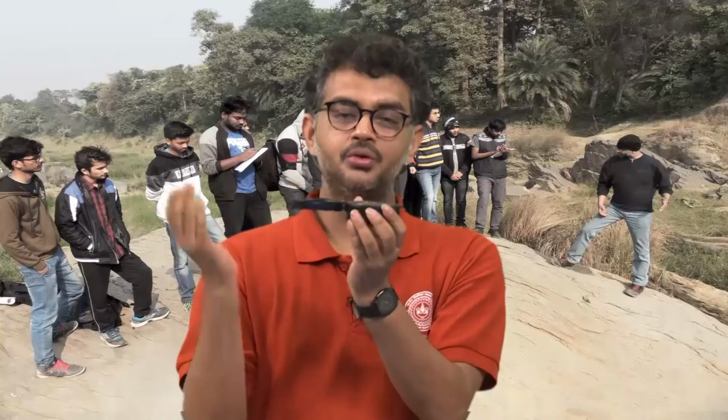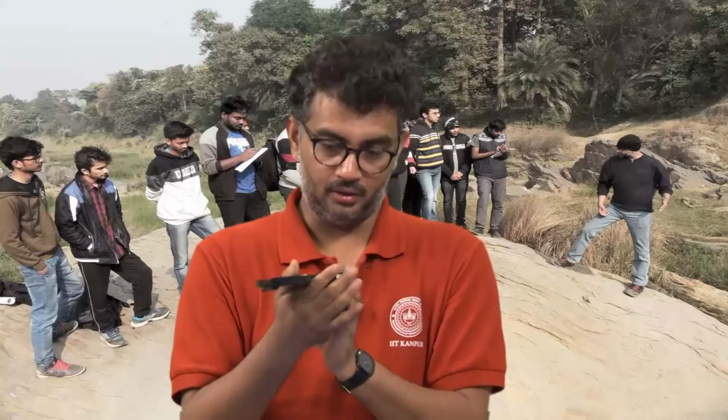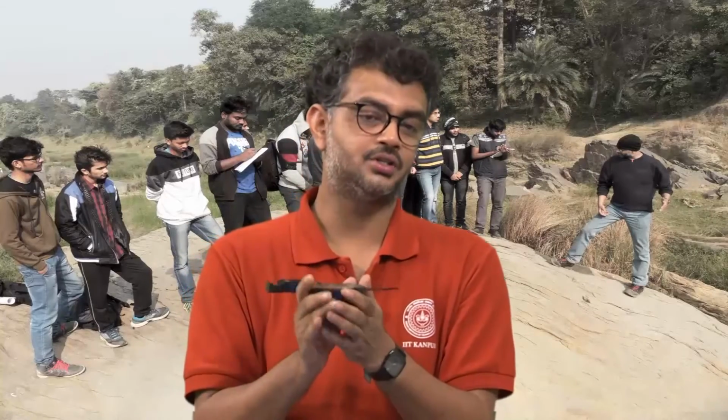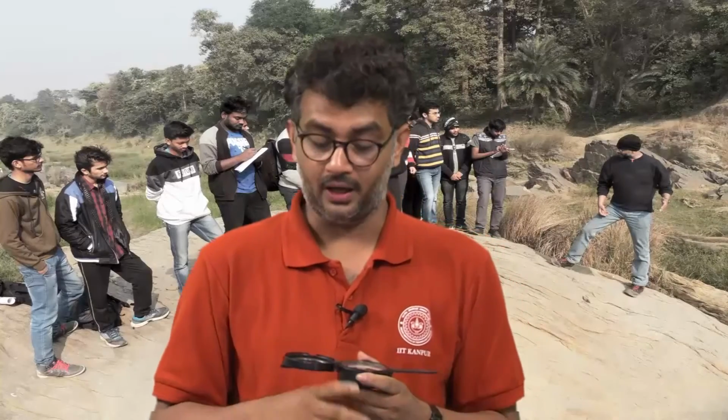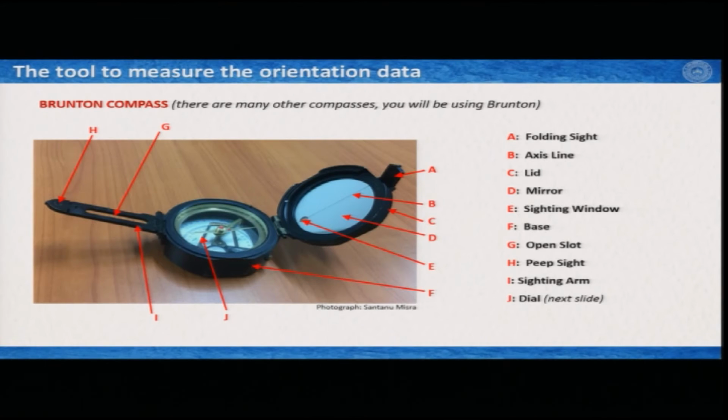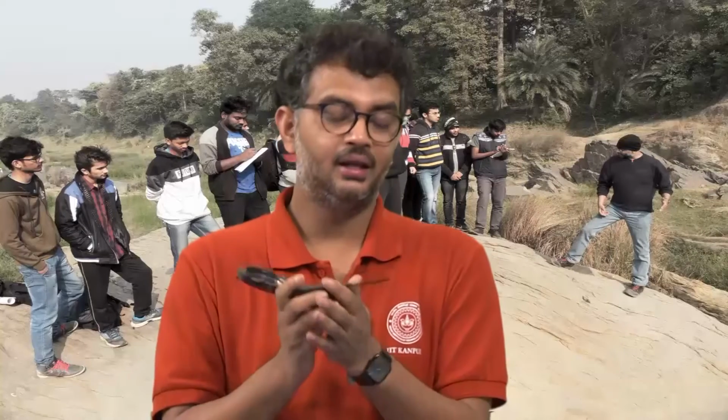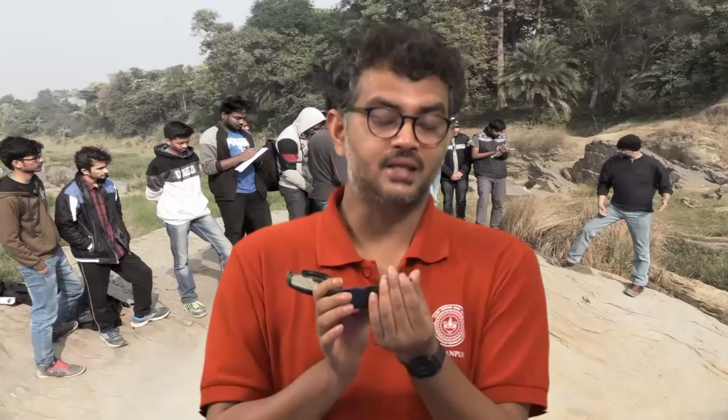So, we use different orientations of this compass to measure different things, and here in this slide you have the different components written. Now, what is important is that this is the lid, this is the main dial, and this is the sighting arm.